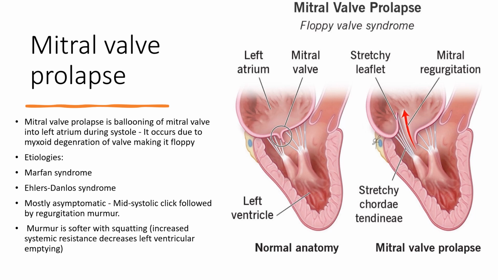Mitral valve prolapse is a ballooning of the mitral valve into the left atrium during systole. It occurs due to myxoid degeneration of the valve, making it floppy. Coming to the diagram, this is the normal heart, normal anatomy, and this is the mitral valve. As you can see, during systole the valve balloons into the left atrium. That's why we call it floppy valve syndrome.